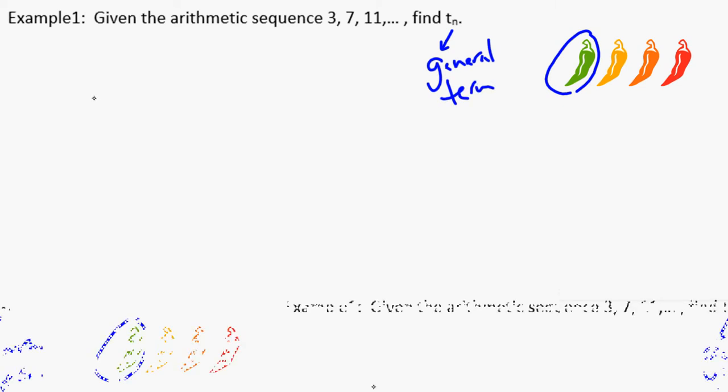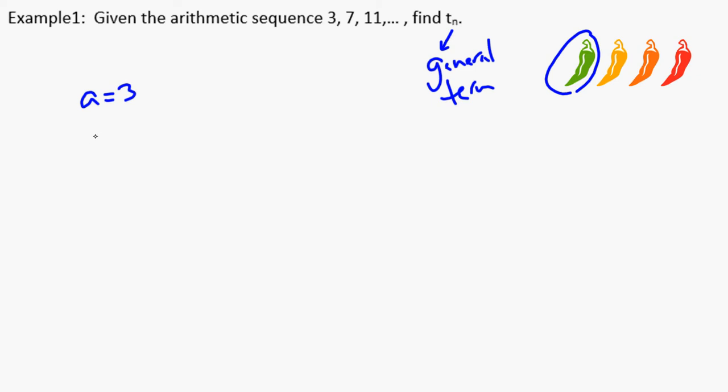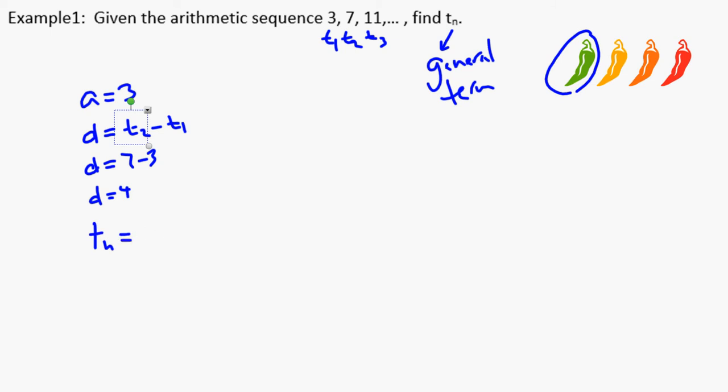Here I know my a value is clearly 3, it's the first term. I know my d value: take any two consecutive terms and subtract the second minus the first. So this is t1, t2, t3, and here I'm going to do t2 minus t1, so d is equal to 7 minus 3, so d is equal to 4. So I have a and d, and that means my general term tn will be equal to 3 plus n minus 1 times d. And there we go, that is my general term.